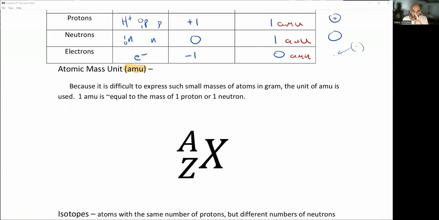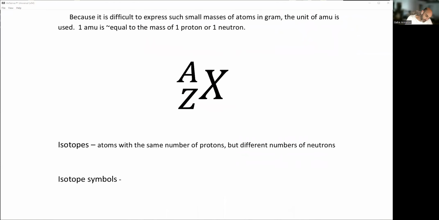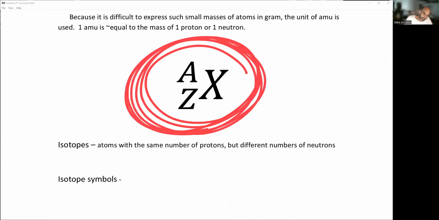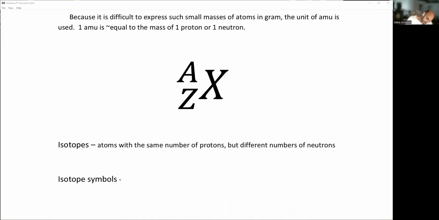1 neutron counts as 1 AMU. We don't have to worry about what it means. It basically just means 1 basic unit of mass for the elements, okay? We typically set up our elements or isotopes, and we're going to talk about what isotopes are in a second, to look like this. The X is defining the element symbol.